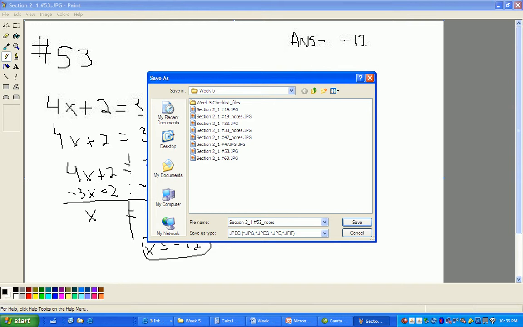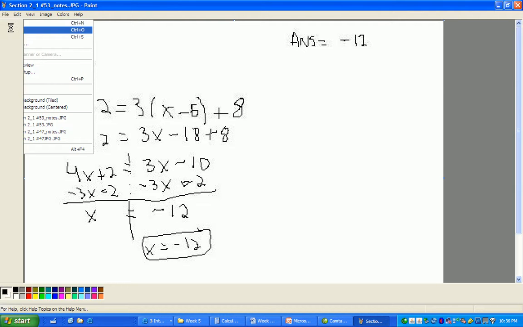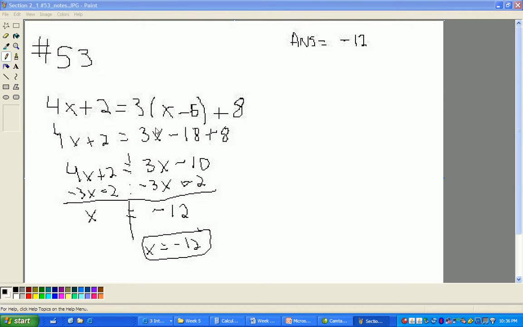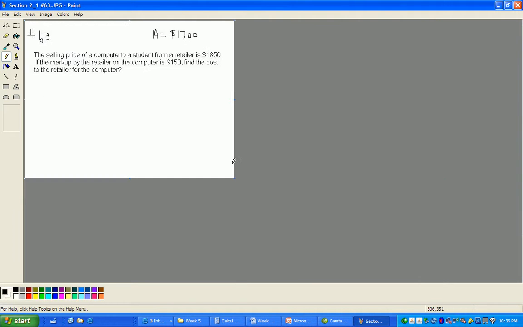And now let's go to our last problem. And this one is a word problem. So I'm just going to give you guys a quick feel for how I like to do word problems, and it's helped me for a long time.